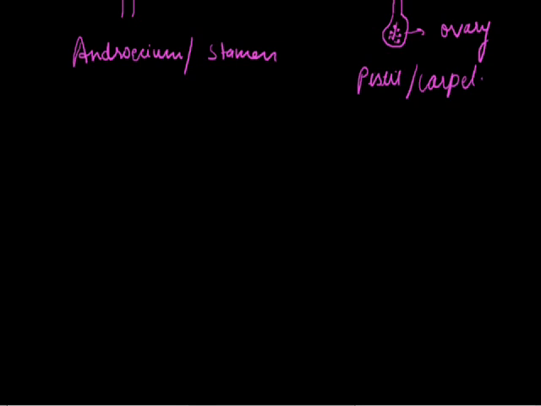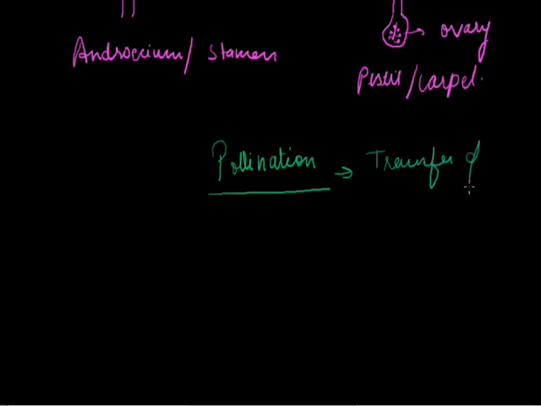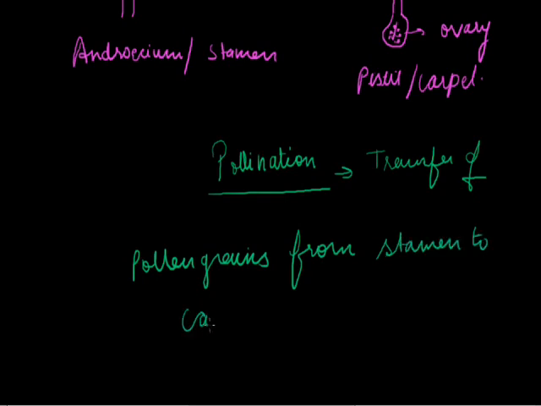Before we switch on to how the reproduction takes place, we need to explain what is pollination. Pollination is the transfer of pollen grains from androecium to the female part of a flower. So we can define it as transfer of pollen grains from stamen to carpel is called pollination. Now pollination is of two types. It can be self-pollination or it can be cross-pollination.